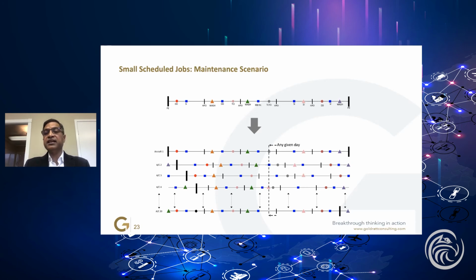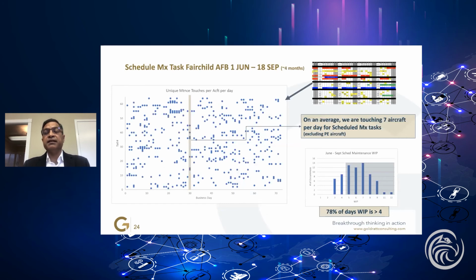Now, when we did an analysis at Fairchild, and we did this for multiple bases. We did it for MacDill. We did it for an Air National Guard base, which has fewer aircraft. And we found the same trend. If you see this chart on the left, the x-axis is each flying day. And we took a 2 or 3 month window last year and plotted on each day what are the activities that are due, the scheduled maintenance. We took out the big ones like the ISO or the PE, and then we plotted the rest.